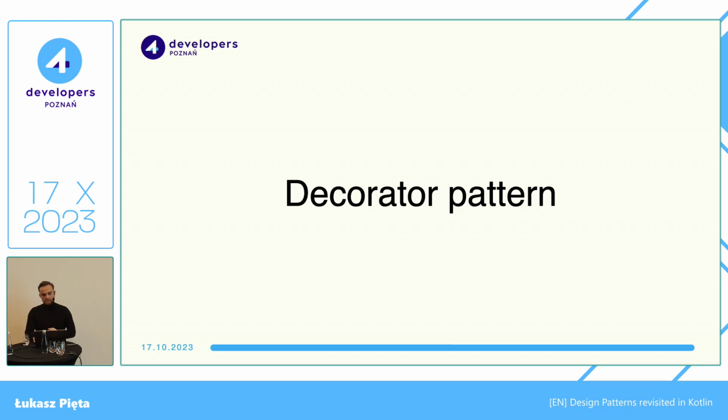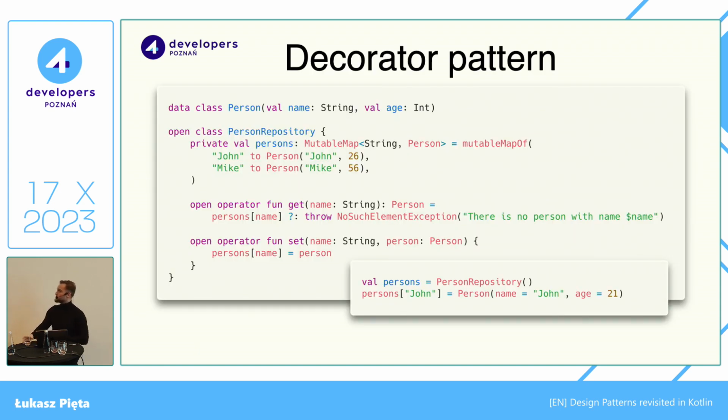And the last of the design patterns I wanted to show you is the decorator pattern. So let's consider the following example. We have a person data class, we have a person repository, so we've got access to some resource. It's a mutable map right now, and we have two functions, operator function get and operator function set, and again, it's an example of overloads of operators in Kotlin.